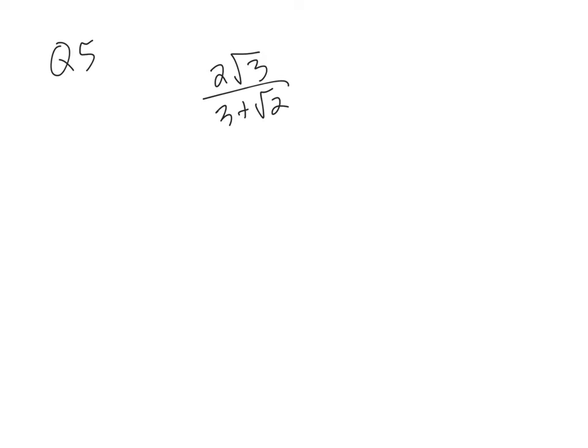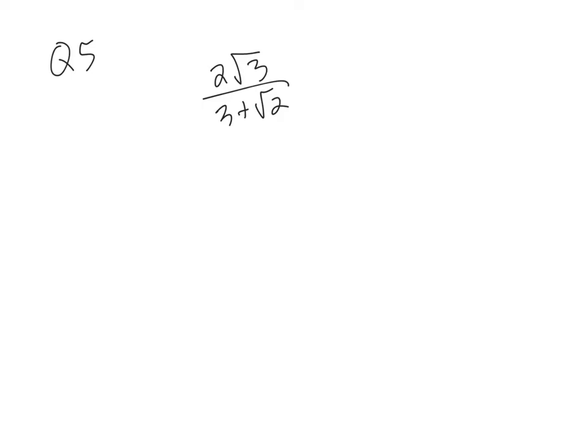Hello, this is Algebra D, page 2, questions 5 through 8. For question 5, we're asked to simplify the radical expression. You are not allowed to leave any radicals in the denominator. It's considered that the expression is not rationalized.